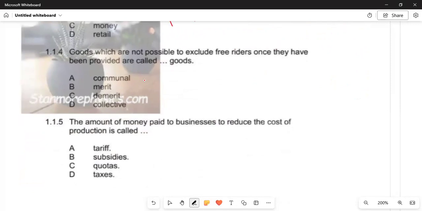1.14, goods which are not possible to exclude free riders once they have been provided are called dash goods. So they are called what? Collective goods. They are called collective goods. The correct answer is D. The correct answer is D because everyone can use them without paying.